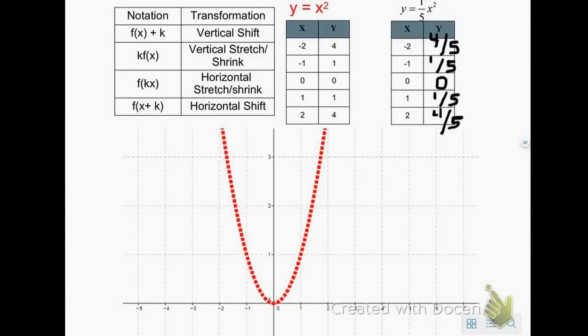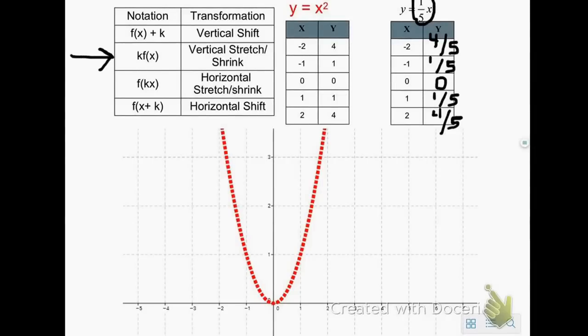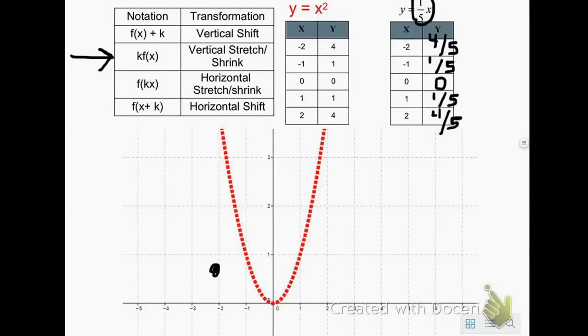Next example, I want to compare the graph y equals 1/5 x squared. My constant is 1/5. It is multiplied to the parent function x squared. So again, it's going to be an example of the second type of transformation because my constant 1/5, or k, is multiplied to the function. I've put my table values here so I can graph it. If I have negative 2, 4/5, that's going to be somewhere around here. Negative 1, 1/5. 0, 0. 1, 1/5.